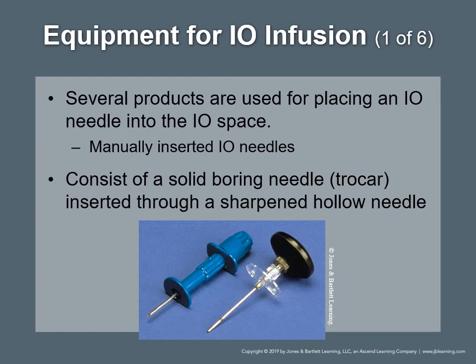They consist of a solid boring needle, trocar, inserted through a sharpened hollow needle. The IO needle is pushed into the bone with a screwing, twisting action. After the needle pops through the bone, the solid needle is removed and the IV tubing is attached to the catheter. It requires full, careful immobilization. Stabilization is critical for these lines to maintain adequate flow.